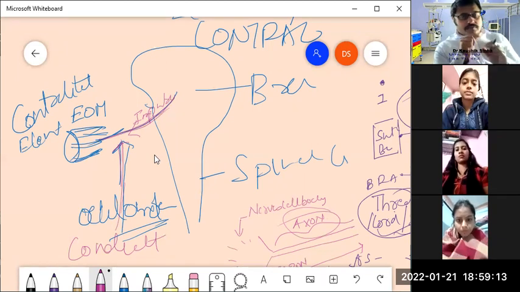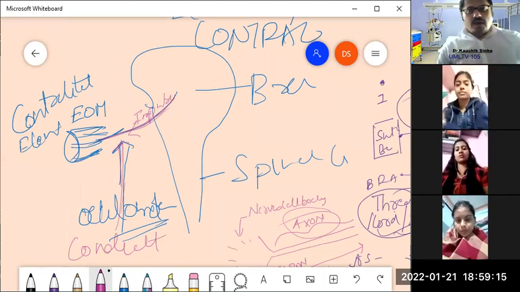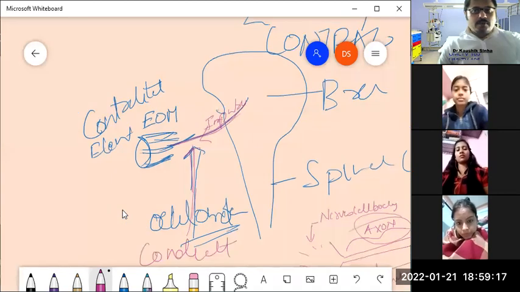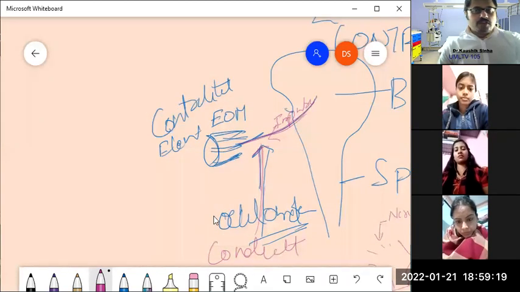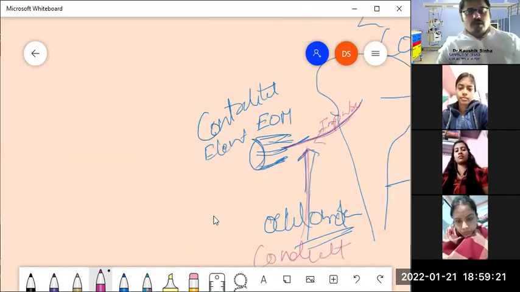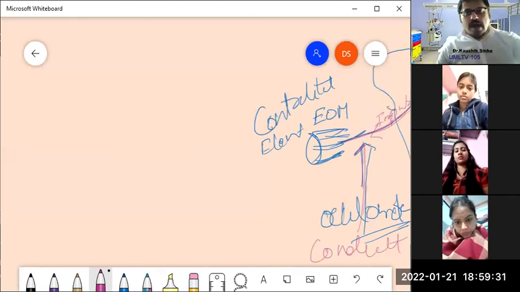Okay. Now I said that today I'll be elaborating the nerve anatomy, as well as naming the individual nerves one by one. First, let me elaborate the anatomy of any nerve.